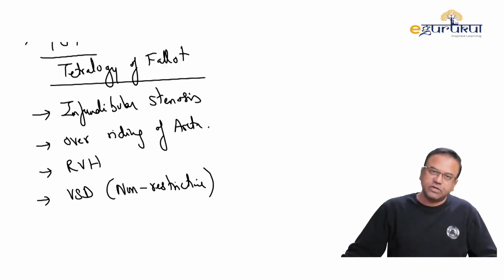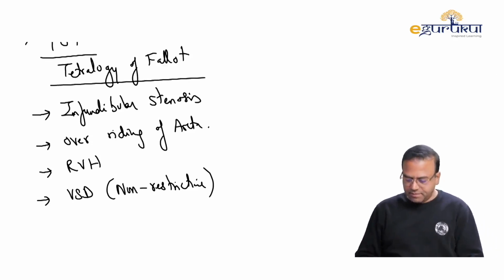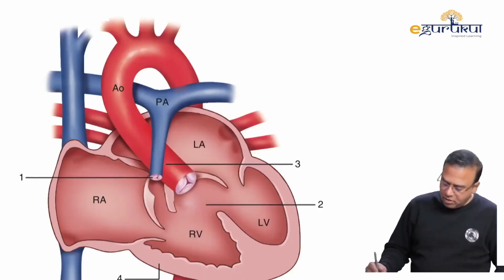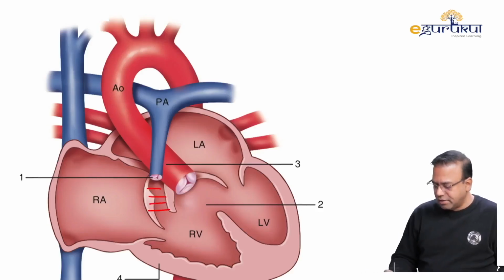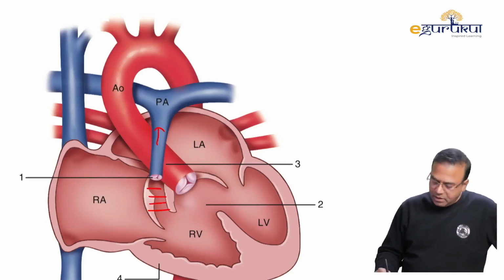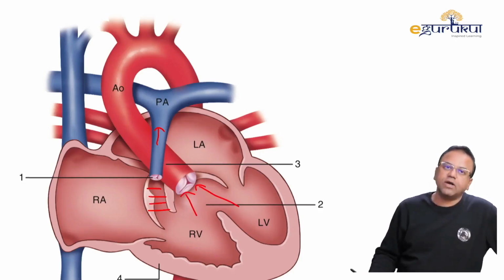The various features that happen in tetralogy of Fallot, you can see in this schematic diagram. This is a tetralogy of Fallot. What you can see here is the right ventricular outflow tract narrowing, with a decreased pulmonary flow of blood, making the pulmonary vessel small. The aorta is now picking up blood from both the RV and LV. This is what we refer to as the overriding of the aorta.